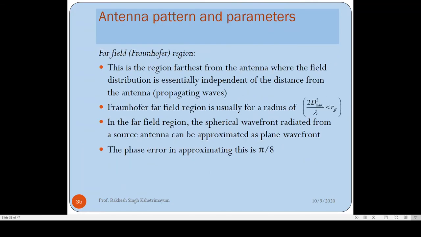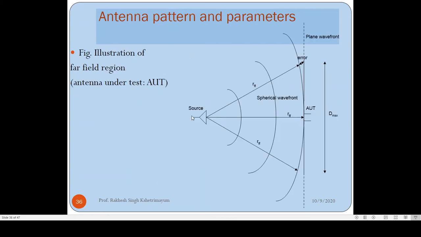So how do we get this expression for the far field, 2 Dmax square by lambda? That is because, let us take this simple example. You have a source which is radiating spherical wavefront, but in the far field of the antenna you assume that this spherical wavefront is a plane wavefront. When we do that, how much is the error in the phase? What is the acceptable value of error in the phase when we assume that spherical wavefront has been converted into plane wavefront? It was decided during the Second World War. What is the acceptable error? Acceptable phase error was pi by 8.